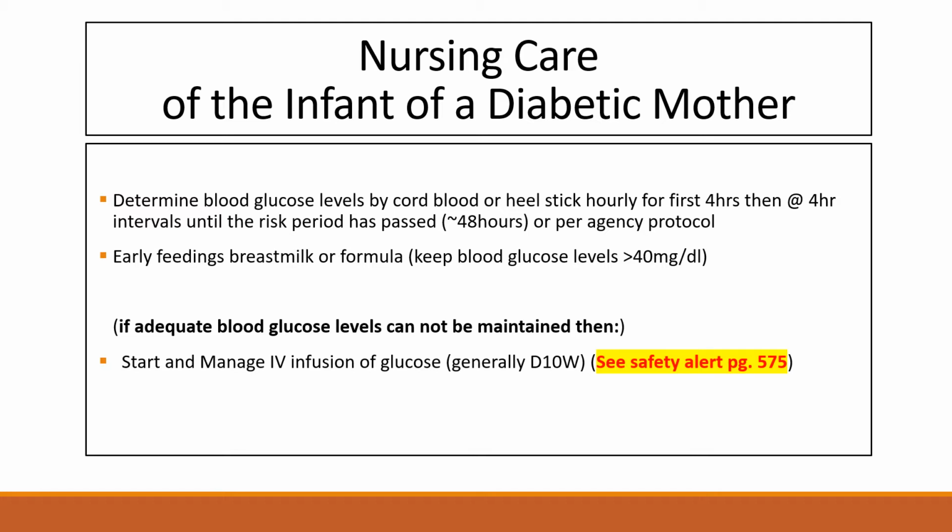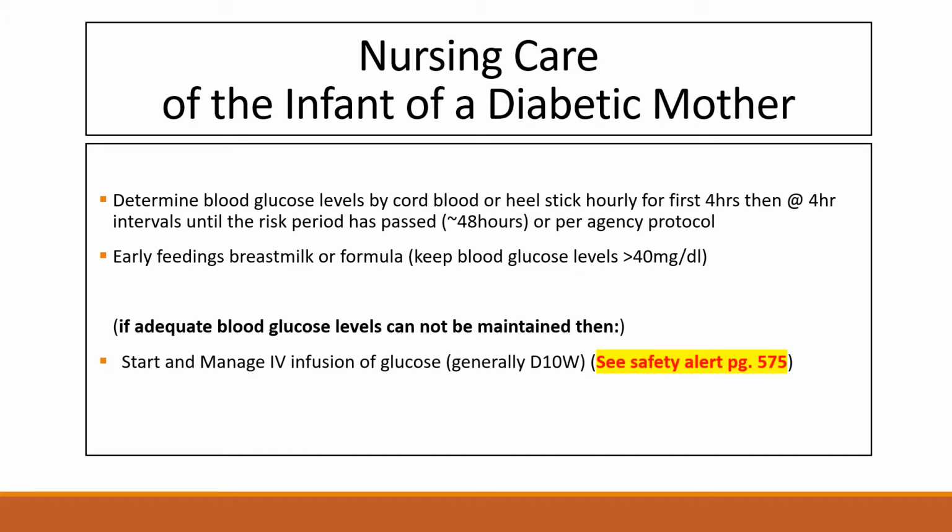With early feedings by breast milk or formula, we do want to keep the baby's glucose levels greater than 40 milligrams per deciliter. You do want to follow your facility's protocol. Some of them may say 45, some may say 40, but the rule of thumb and generally in practice is 40 milligrams per deciliter. If blood glucose levels cannot be maintained through oral feedings, then the baby may be required to start an IV infusion. This is generally with D10W.